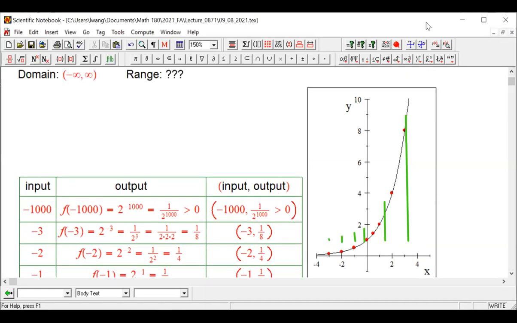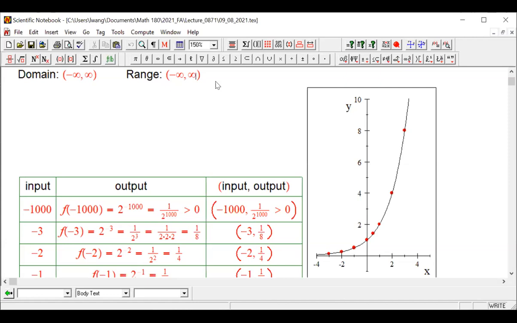So that's the visual. You guys got it, right? Well, actually, our class is over, so I'm going to put that conclusion here. The range is what? What is the range? Negative infinity to positive infinity. Is that right? The domain is negative infinity to positive infinity. The range, is it still negative infinity to positive infinity?